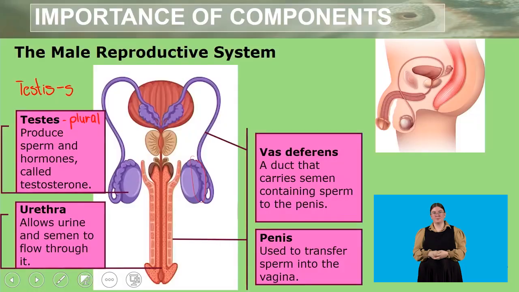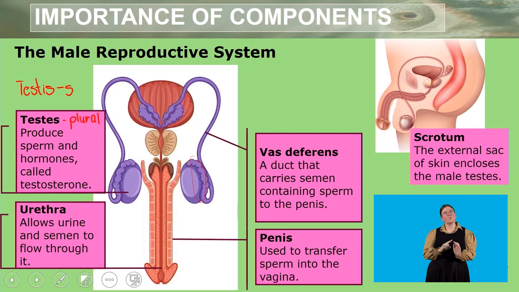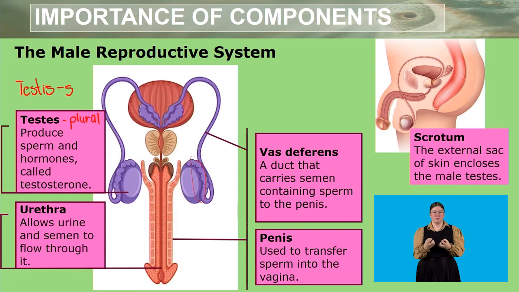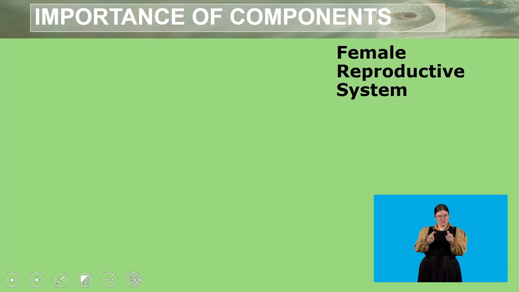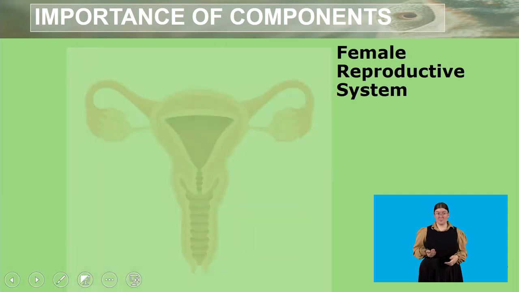Here we then look at a side view of the male reproductive system. And the reason for showing the side view is so that you can see the external sac or the skin that covers or encloses the male testes. And this helps with temperature regulation. We then move on to the female reproductive system.